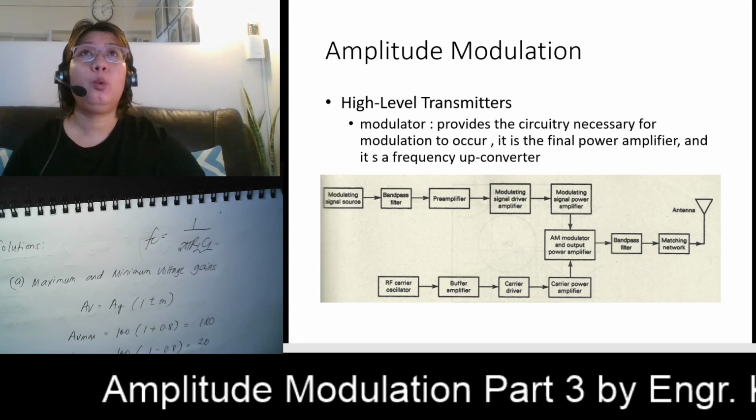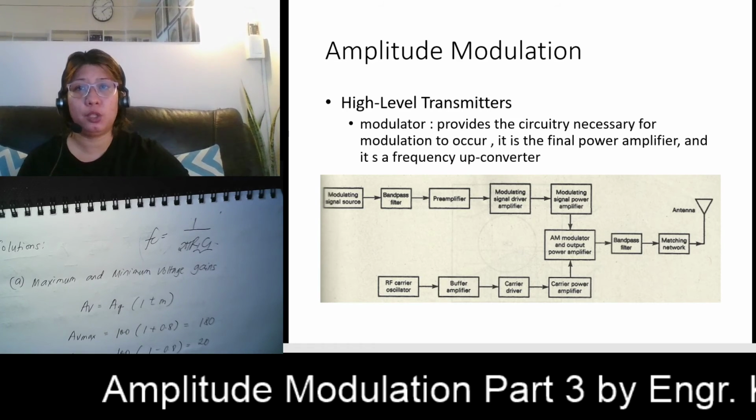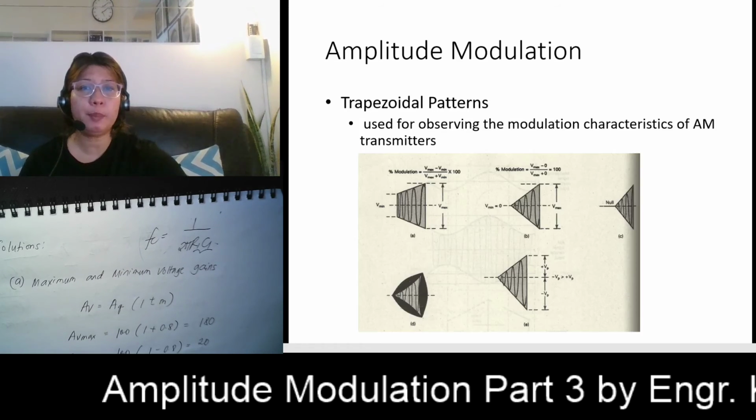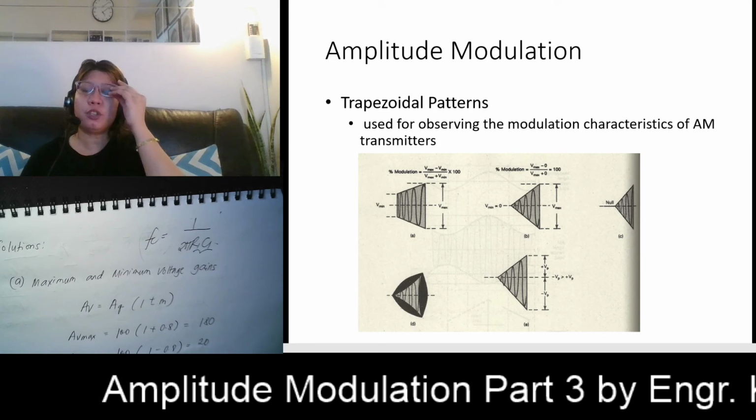Okay, so we have here another term, trapezoidal patterns. What do we mean by trapezoidal patterns? This is used for observing modulation characteristics of AM transmitters. Usually, coefficient modulation and modulation symmetry mean the higher or positive half is always the same as the negative half.